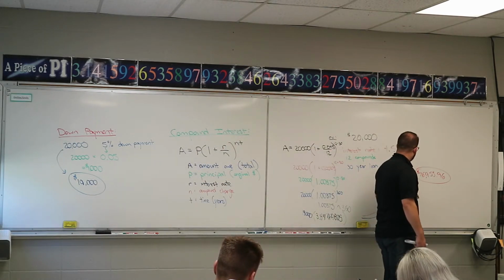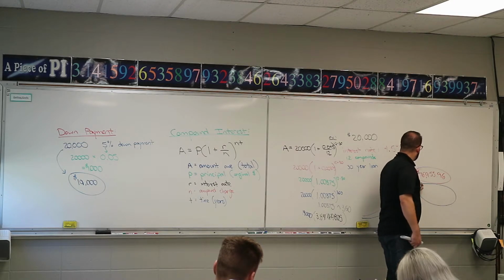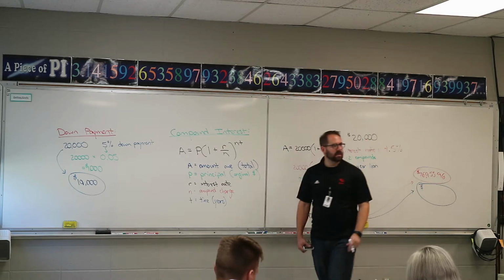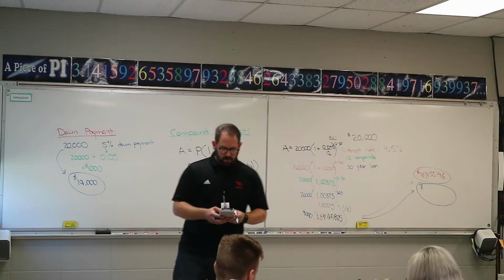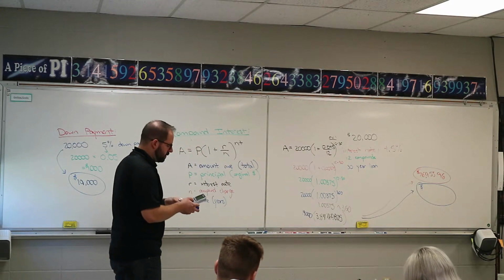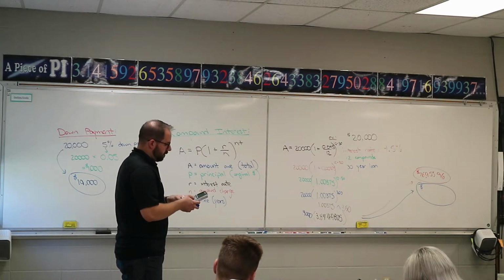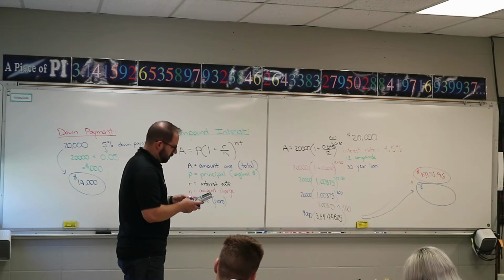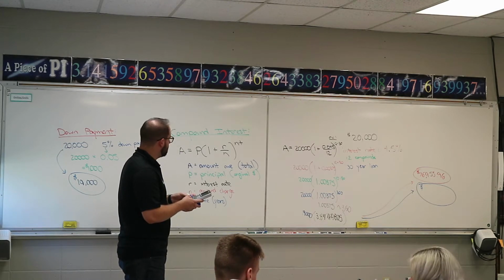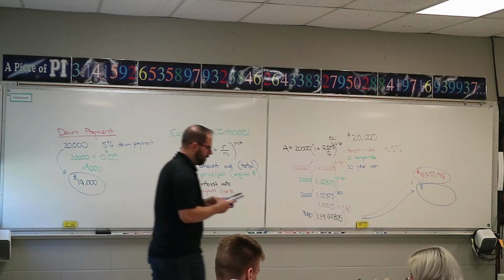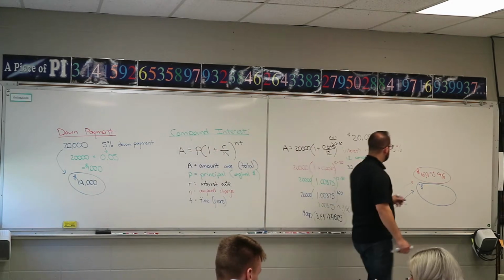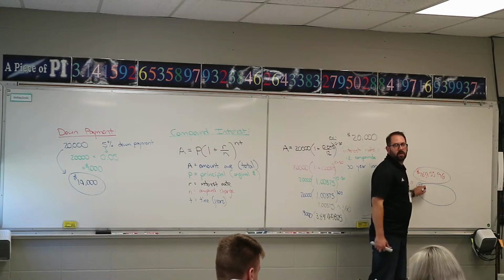And I want to show you the difference here by just changing the 20,000 to a 19,000. So 19,000 times 3.84769,805. What do we get? So this is the number on your calculator.